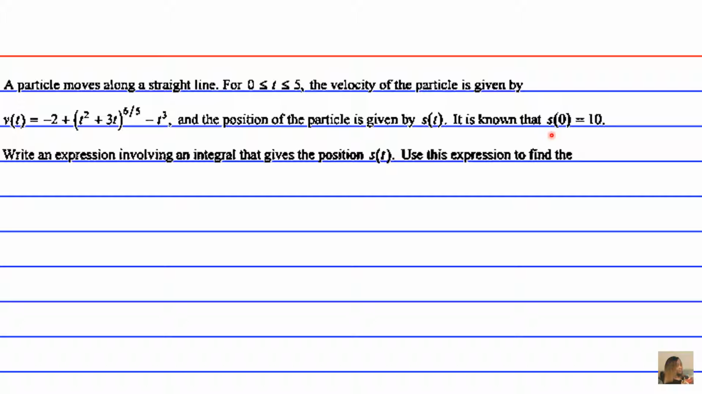Write an expression involving an integral that gives the position s of t. Use the expression to find the position of the particle at t equals 5 units of time. This is actually pretty straightforward, so I'll give you a moment to think.